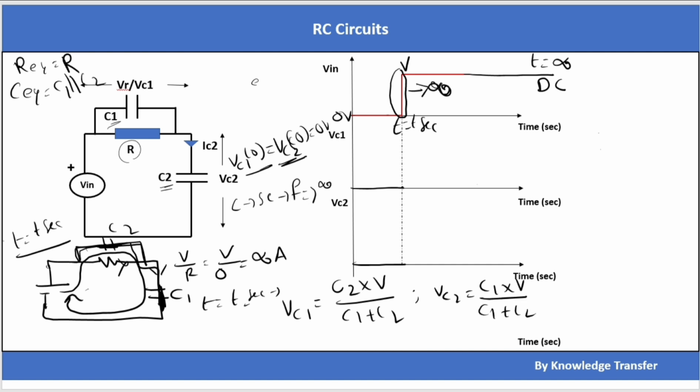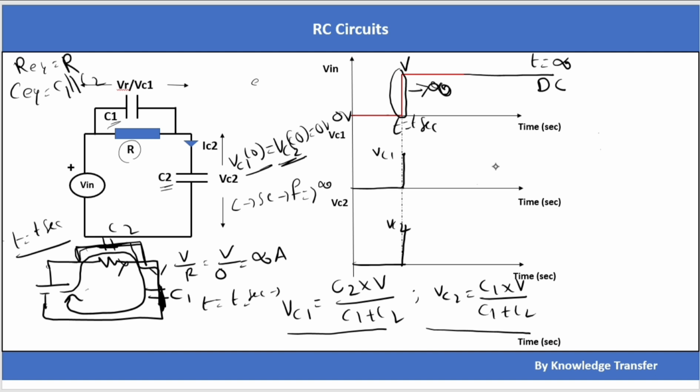And that means at t equals 0, VC1 will suddenly go to this voltage, and VC2 will also suddenly go to its voltage. Okay, so these are the VC1 and VC2 voltages. And after this, let's look at t equals infinity.